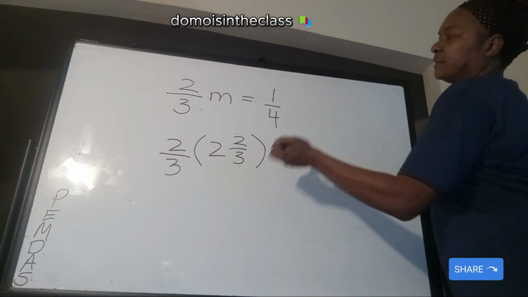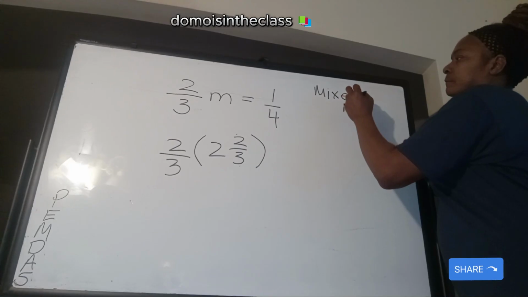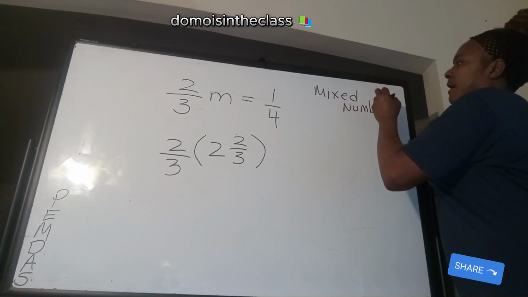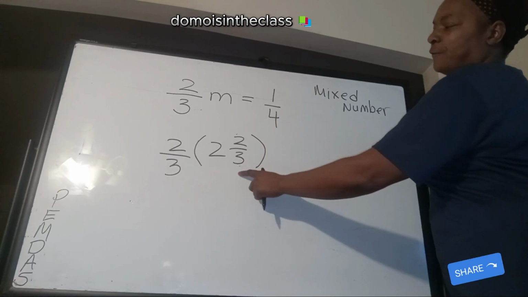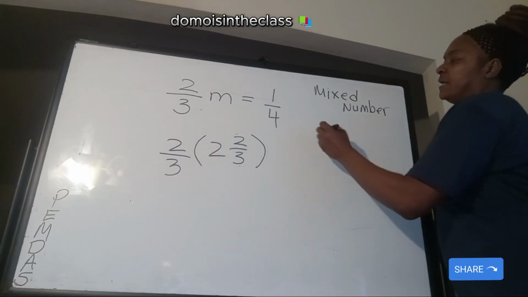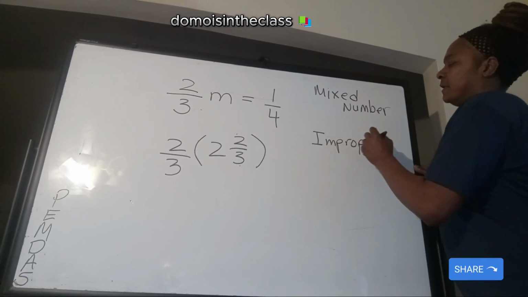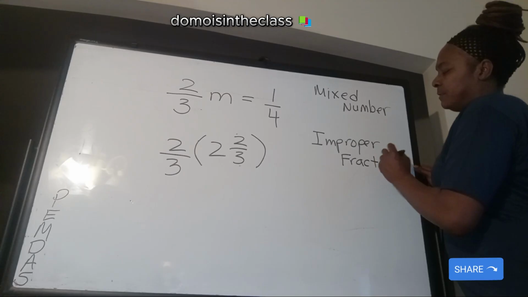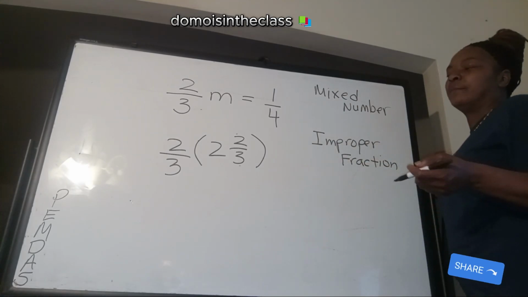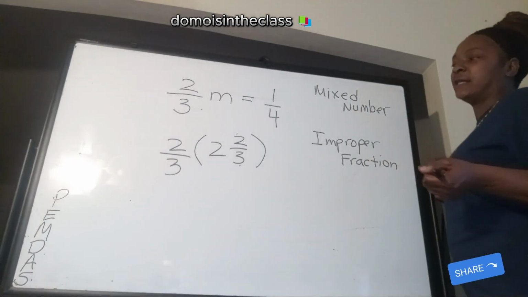So we're changing this mixed number. This is called a mixed number. All right. So a mixed number means we have a whole number and a fraction. We need to change that to a what? Improper. Exactly. Into an improper fraction. And the improper fraction means we have a larger number on top, which means our numerator is going to be larger than our denominator.